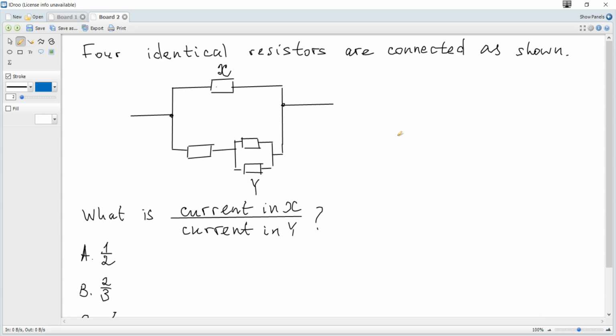Four identical resistors are connected as shown. What is the ratio of current in X to current in Y? Since we need a ratio, I can choose specific values for resistances and let each resistance be 1 ohm, 1 ohm for each, and let the potential difference of voltage across these points A, B, be 1 volt.